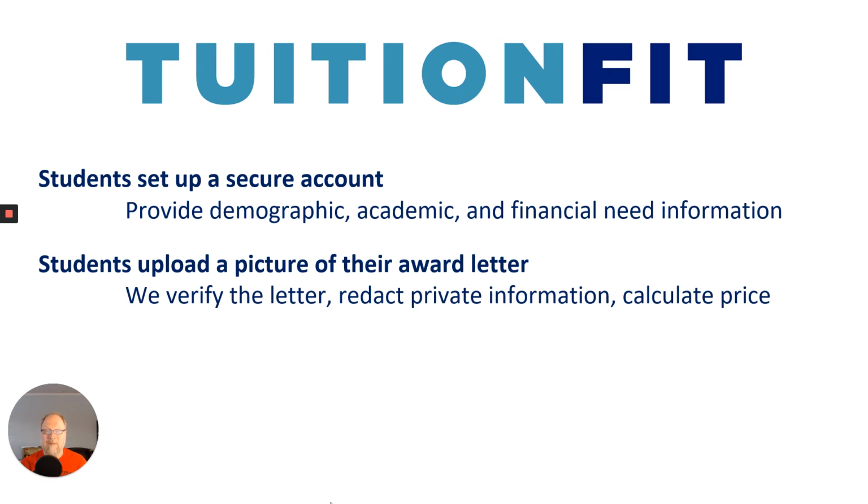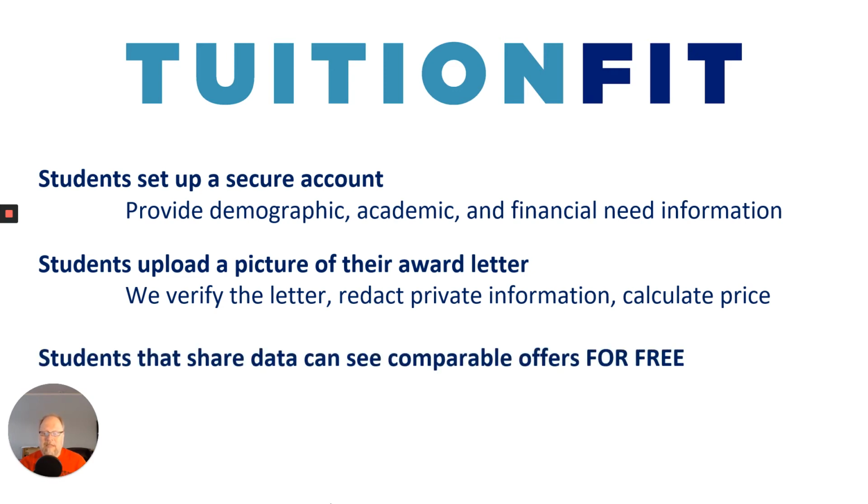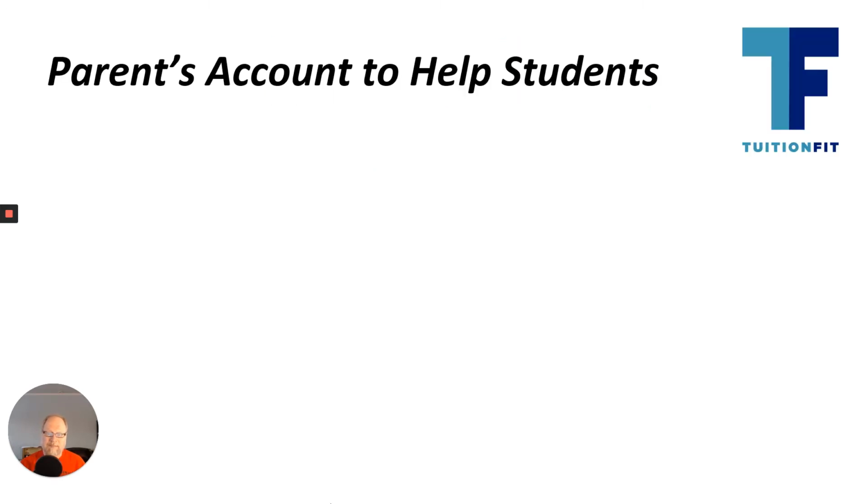Then we calculate the price that's on the award letter. We take all those numbers we talked about a second ago, and we throw out all the junk and get it to where we can tell you what's going to be on your bill in the fall. And once a student has shared an award letter, at least one, then it's free to see all of the comparison awards that other students just like yours have shared. So students with a similar test score, similar high school GPA, and a similar EFC. So now you can put your prices in some context and see what other offers are out there.